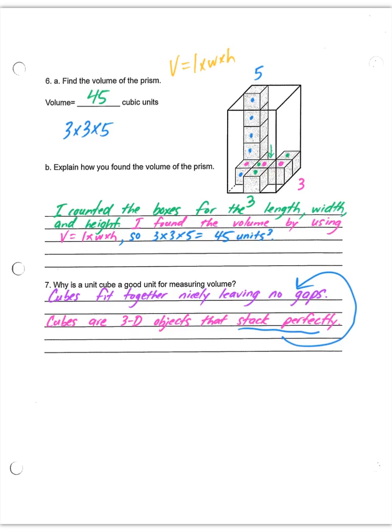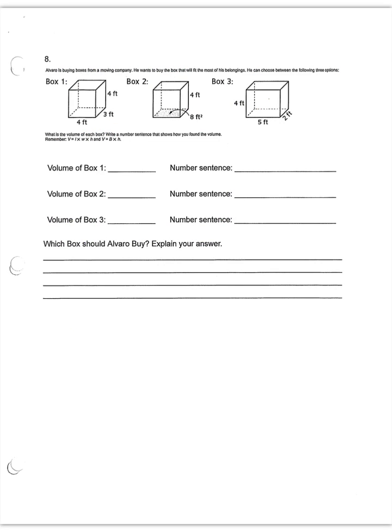Number 8, we are continuing with volume, and our question reads, Alvaro is buying boxes from a moving company. He wants to buy the box that will fit the most of his belongings. He can choose between the following 3 options. So box 1 is 4 by 3 by 4. Box 2 is 4 feet tall with an area of the base at 8 feet squared, or box 3 is 4 by 5 by 2 feet.